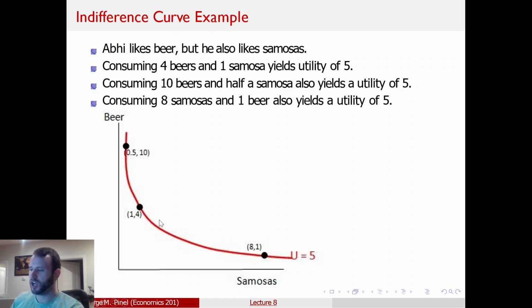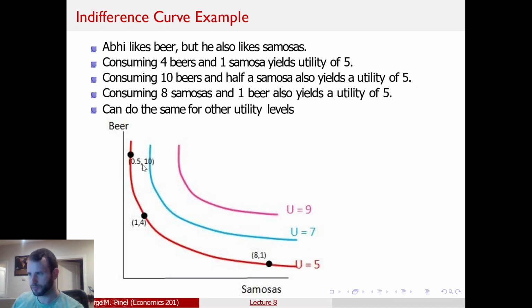So if we plot them all in the same function, we get the same utility. These consumption bundles lead to the same utility, so they lie on the same indifference curve. We can do this for the same utility levels, or we can do the same for different utility levels, right? So we can have higher utilities for more beer or more samosas.